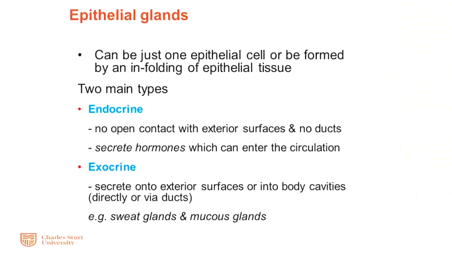Another example is a mucus gland. So here the mucus will be secreted into a tract. Okay, so these exocrine glands either secrete directly onto the surface of the skin, as with the sweat glands, or via these ducts or tubes. An example of that being those mucus glands.